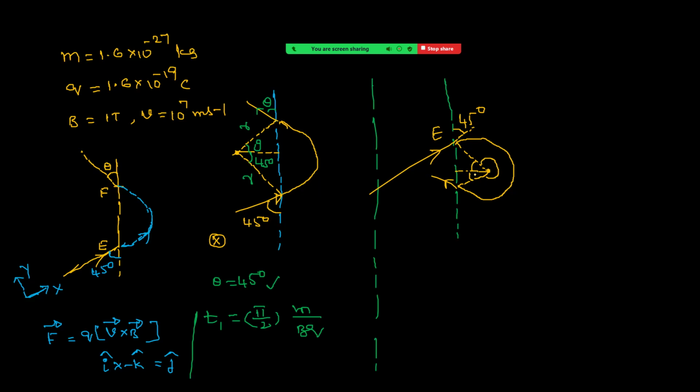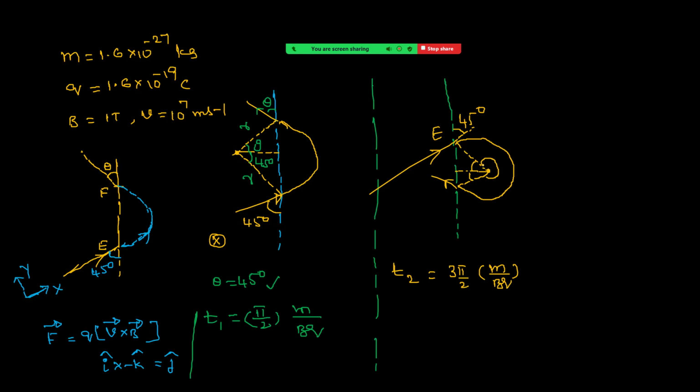So time spent, I'm taking as T2, that is equal to 3 pi by 2 into m by b, because this is 90, remaining is now 270. This is now the time spent in that region.